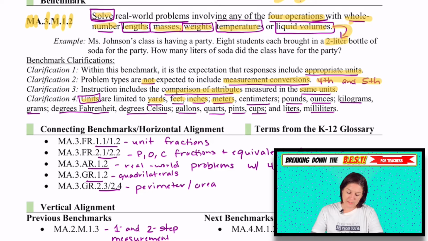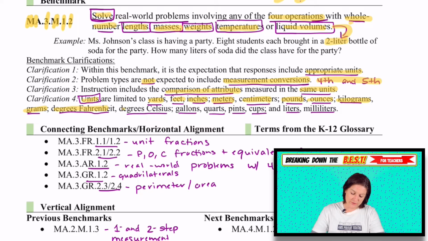We also have meters, centimeters. Those are our metric units measuring length. We've got pounds and ounces. Those are our weight units. We have kilograms and grams. Those are the mass units that we'll be using.